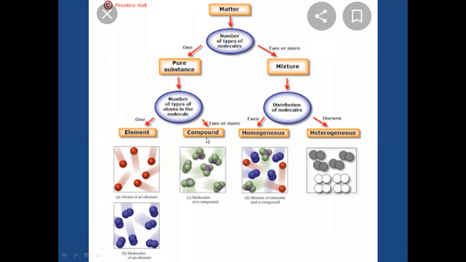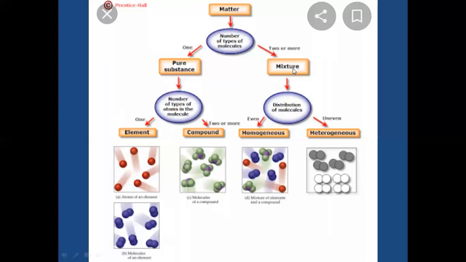Element and compound. If the number of types of atoms in the molecule is one, meaning the same kind of atoms combine together, then they will form an element. But if more than one type of atoms or more than one type of elements combine together, then they will form a compound. Like hydrogen gas is an element because it is made up of two same hydrogen atoms. But water is a compound because it is made up of two different elements, hydrogen and oxygen.